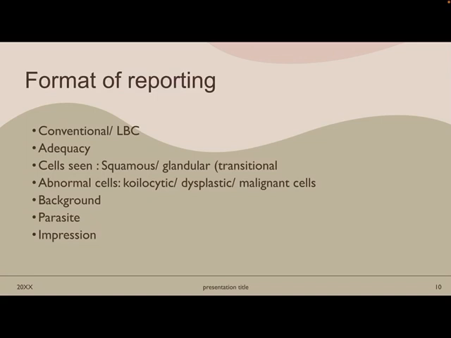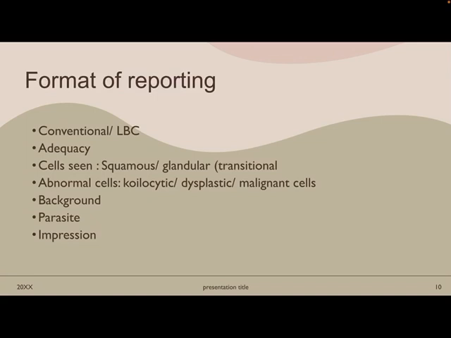And then you will tell about the cells you are seeing: the squamous cells, whether they are superficial, intermediate, parabasal, basal, and then the glandular cells, whether you are seeing transitional cells or squamous metaplastic cells. Comment upon that normally. And you should know that in the latest Bethesda, transitional cells being required is not important in the adequacy criteria. Before, it was there. And then abnormal cells, you obviously have to comment upon whether there are koilocytic cells, dysplastic cells, and malignant cells, whether malignant squamous or malignant glandular cells.